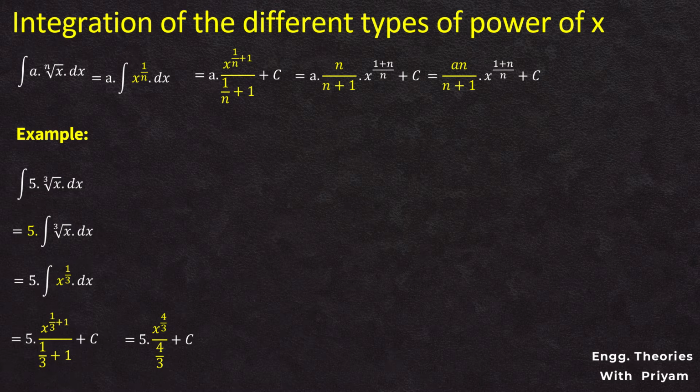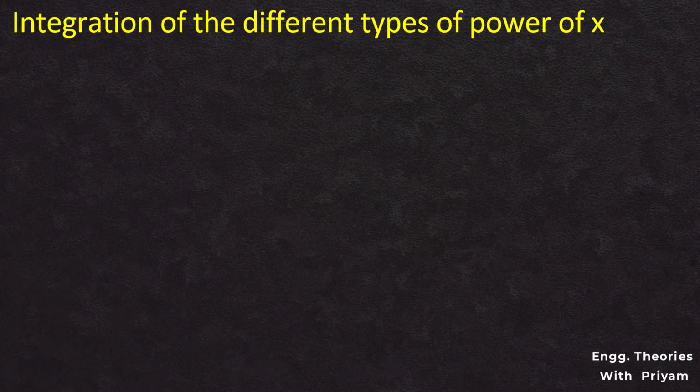If we simplify this, then it can be written as 15 divided by 4 x to the power 4 by 3 plus the integration constant c. Now let's say we need to integrate a divided by nth root of x with respect to x. Then we can perform the integration by following the similar steps as the previous one.